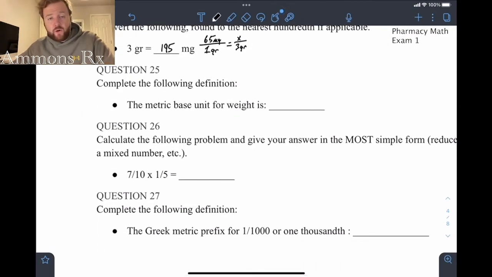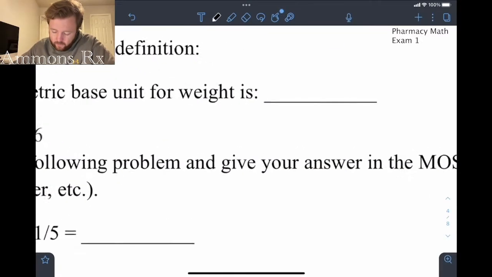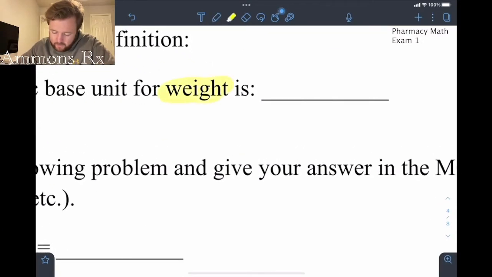All right, so on this one, the metric base unit. When it talks about base unit, you should think of things like milligram, kilogram, milliliter. For weight specifically, it's going to be gram.